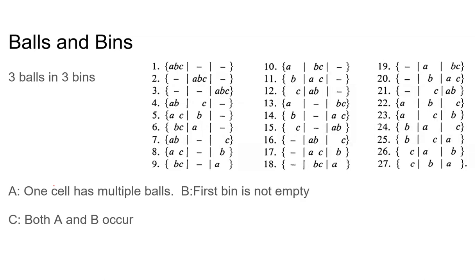Now let me ask you a different question. Suppose you have three balls and four bins, and the four bins have different colors: red, blue, green, yellow. The balls are A, B, C. How many possibilities are there? What is the size of the sample space?